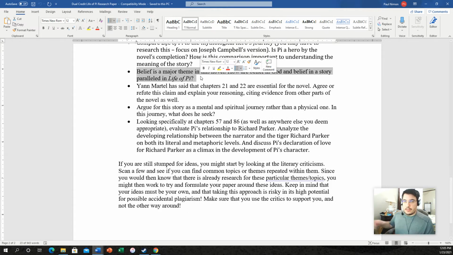Talk about the belief in God and the belief in the power of storytelling, both of which are paralleled in this book. So the author, Yann Martel, uses Pi's belief in God, or many gods, as a connection or a parallel to Yann Martel's belief that stories in and of themselves are extremely important as well and have a lot of power themselves. I mean, heck, every religious text relies on stories.